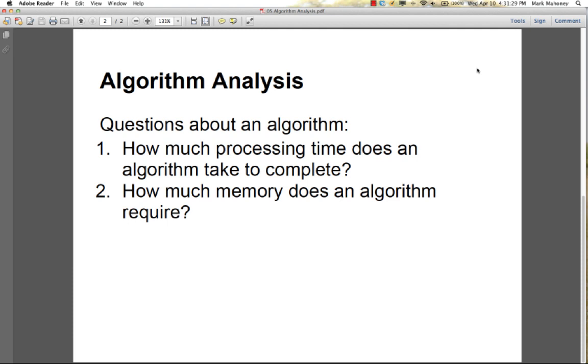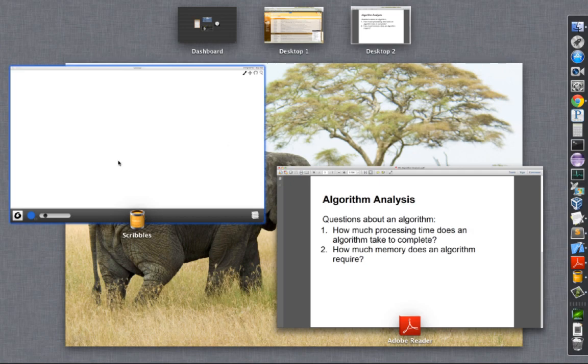So in the early days of computer science, we measured algorithms. We measured the amount of time it took to complete a program. So we might say this quicksort algorithm could sort 1,000 random integers in 0.142 seconds or something like that.